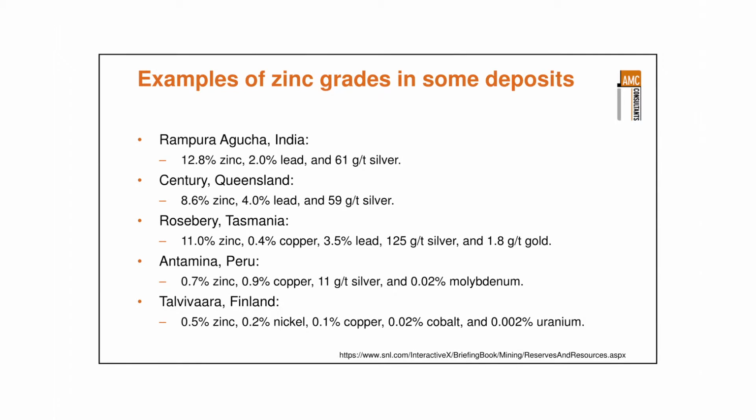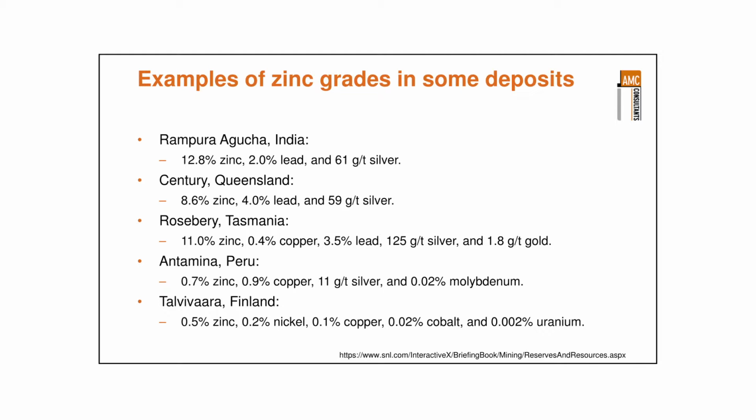So just to give you some examples of some zinc deposits. Here's one of the biggest zinc deposits in the world in India, and those are the typical grades that you'll see at that particular deposit, 12.8% zinc, and you can see there that it comes along with significant amounts of lead and silver, but clearly zinc is the prime target in this deposit. Century deposit in Australia is very similar. You can see slightly lower zinc grades, slightly higher lead grades, and pretty similar silver grades.